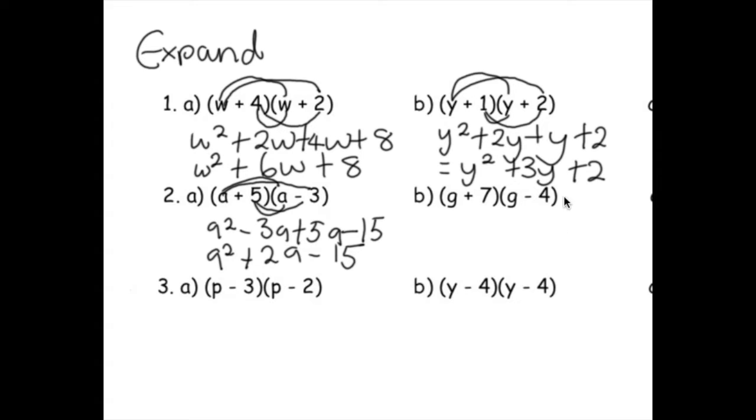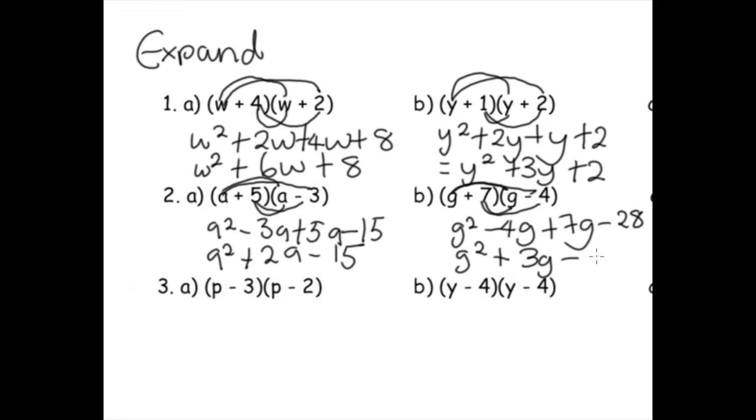Then for the next question, do g times g, which is g squared, then g times minus 4, which is minus 4g, and do 7 times g, which is plus 7g, and do 7 times minus 4, which is minus 28. Then you simplify this and it will be g squared plus 3g minus 28.